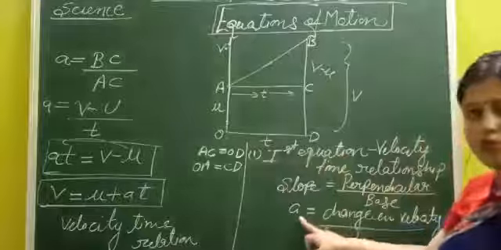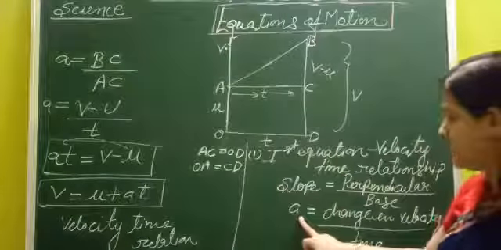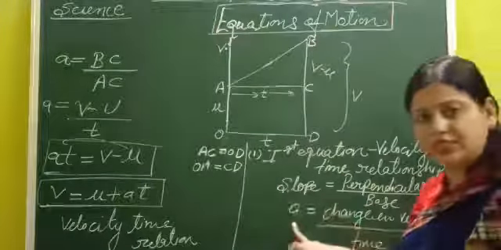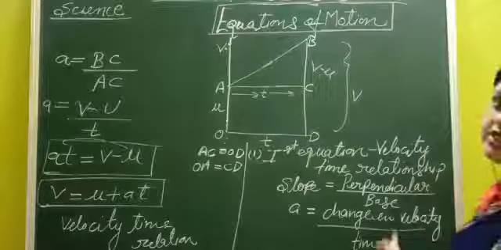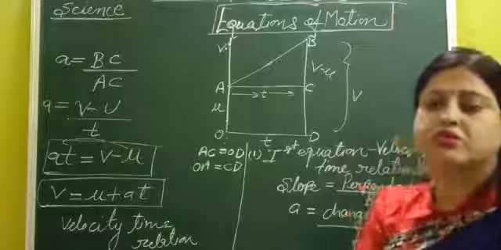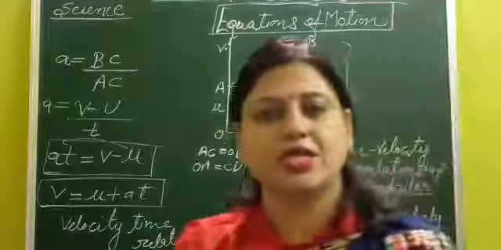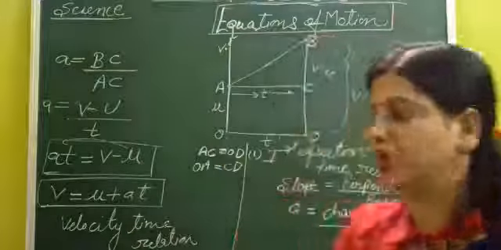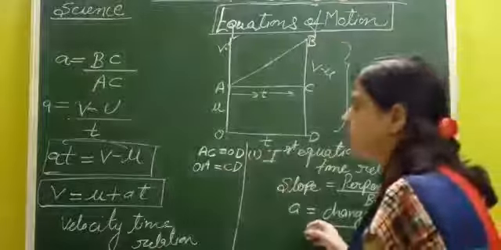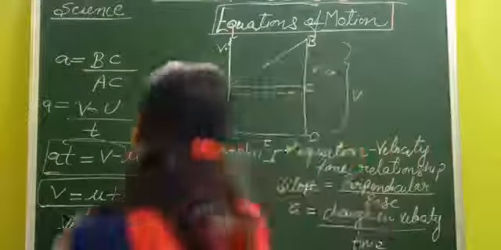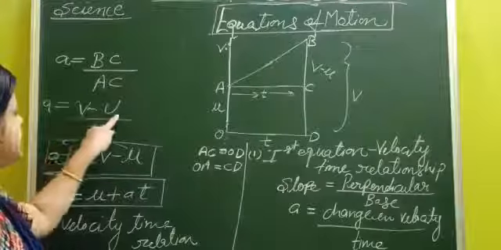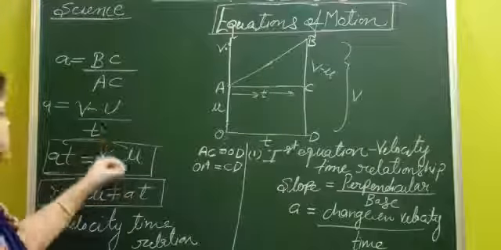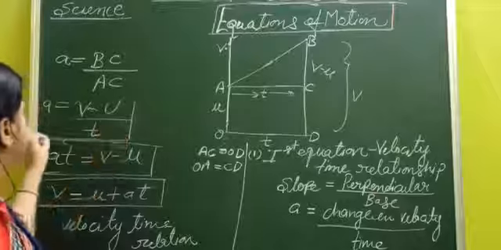So what do you mean by a here? a is acceleration, slope is acceleration. Acceleration is change in velocity per unit time. We know the formula of acceleration. Here, students, I have written the formula of acceleration, right? a is v minus u upon t. This is the formula of acceleration.